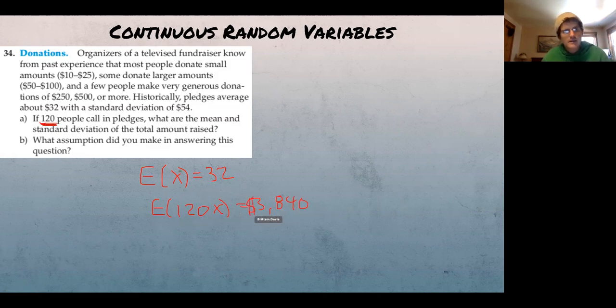Now with the standard deviation, remember, this is 120 different events. We're not scaling by 120. We're saying we have 120 events. Each of them have their own uncertainty because we don't know that we're going to get 32 for each of these pledges. They could all be really low. They could all be incredibly high. You know, that would be great. So how do we figure out the standard deviation of this new model?